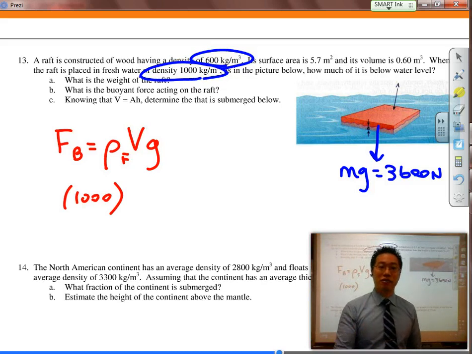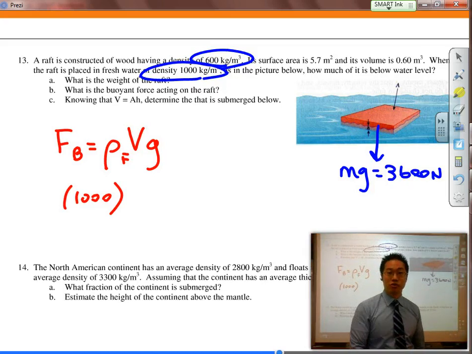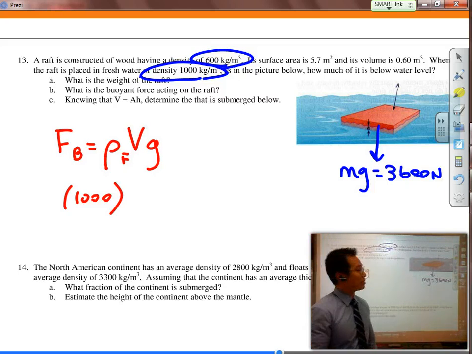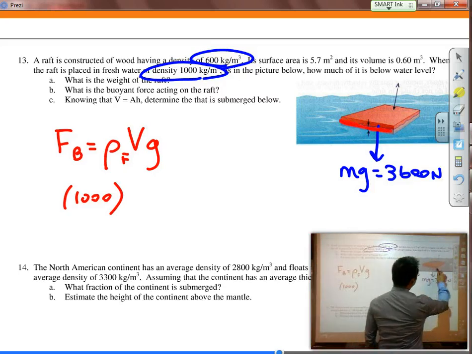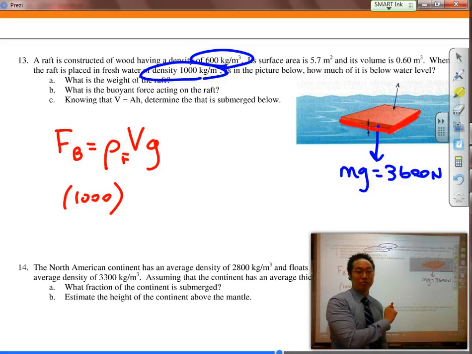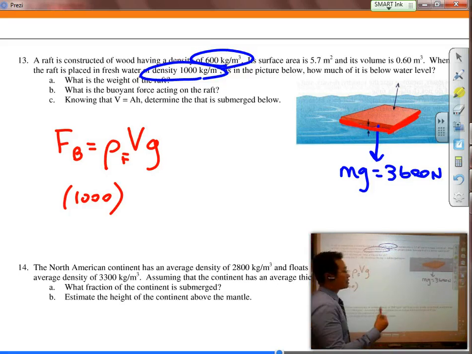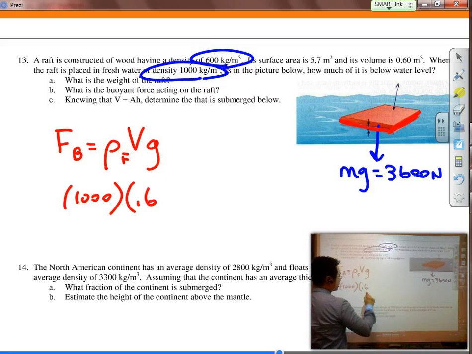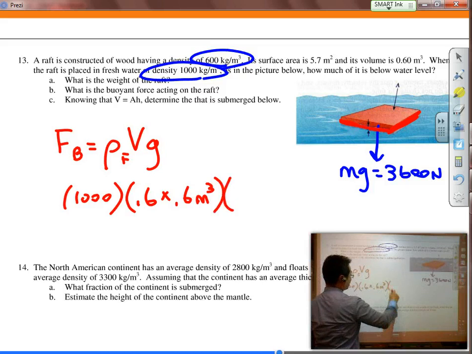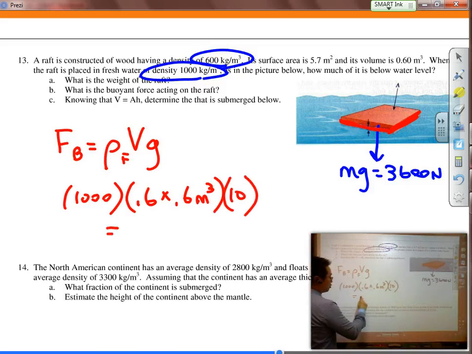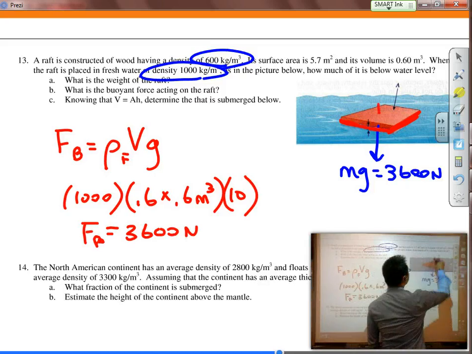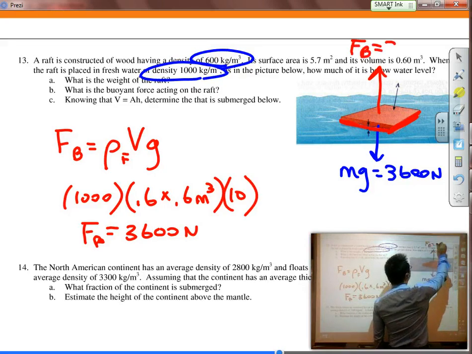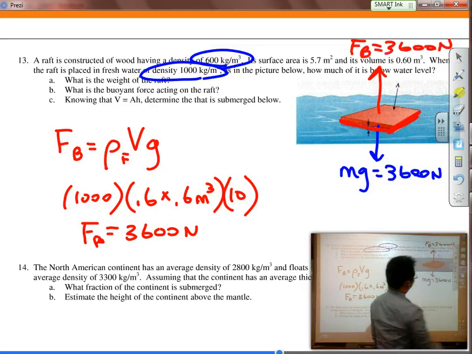Because the raft is no longer completely submerged, it would have to be the volume that's actually inside the water, this part right over there, which means that if it was 60% submerged, it would be 60% of the volume. So it would be 0.6 times the volume of 0.6 meters cubed times 10, which of course is equal to 3,600 newtons. Because when it's floating, FB will equal mg.